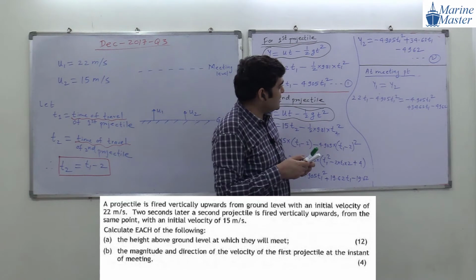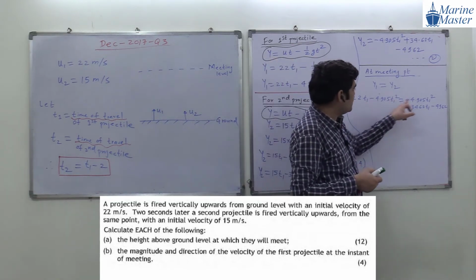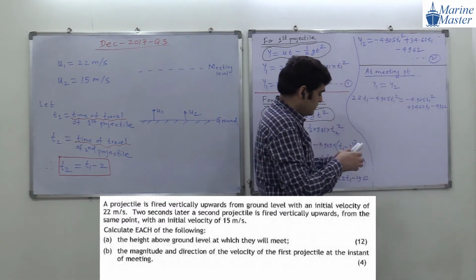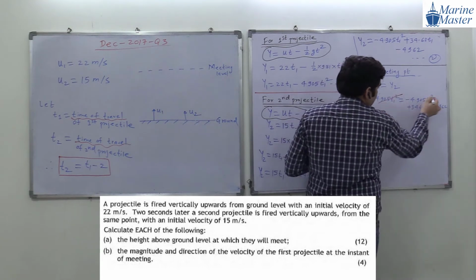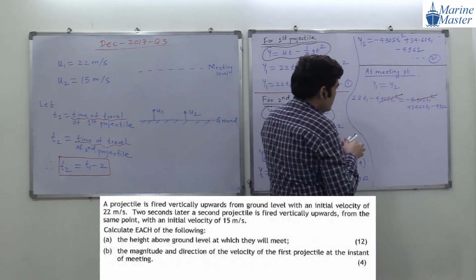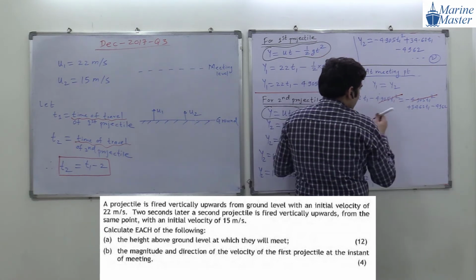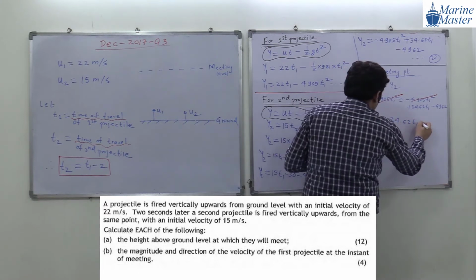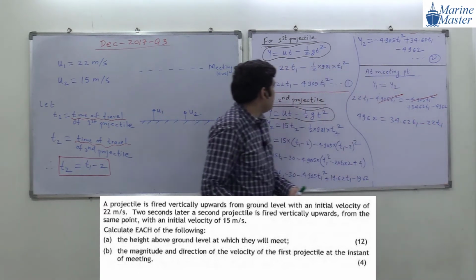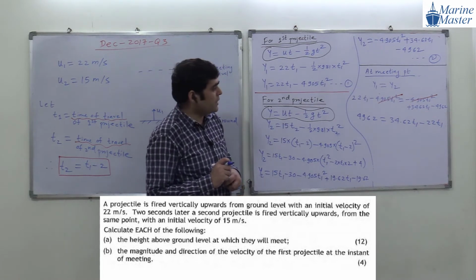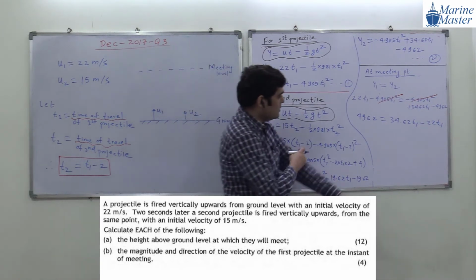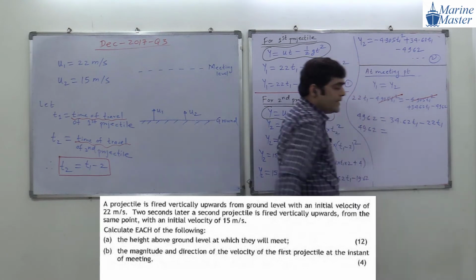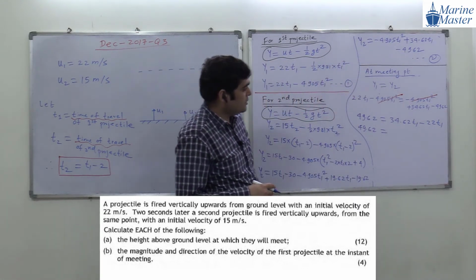So what are the things we can cancel here? Minus 4.905 T1 square: if you shift this side, this will become plus, and so we can cancel these two terms. This and this term we can cancel. So next point will be what, guys? We can shift plus 49.62 on this side, 34.62 T1 minus 22 T1. Okay, everyone getting my point? Any mistake from my side? So 49.62, 34.62 minus 22. How much, guys?